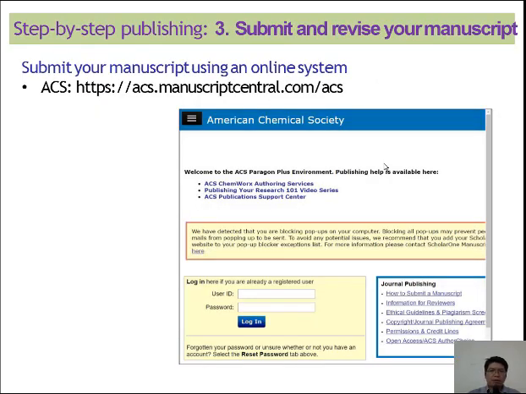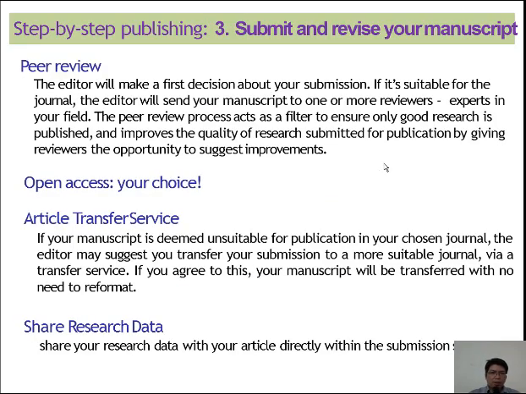Next step is to submit and revise your manuscript. Some publishers ask you to submit online, like the ACS. For peer review, sometimes you can suggest the people you want to review. Sometimes you can suggest some scientists that you want to review your papers. Sometimes the journals will choose the top experts in the field.